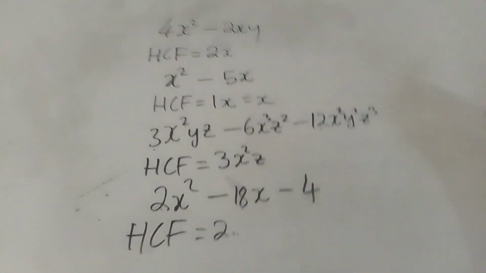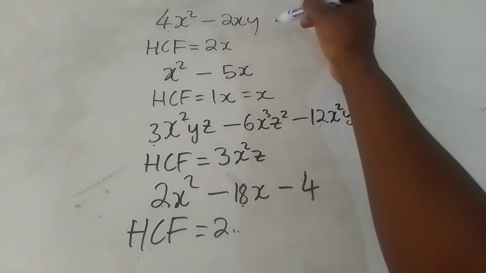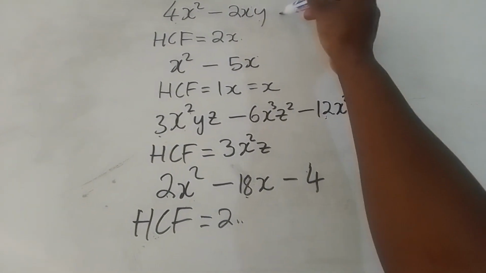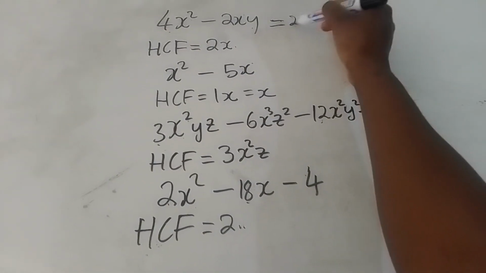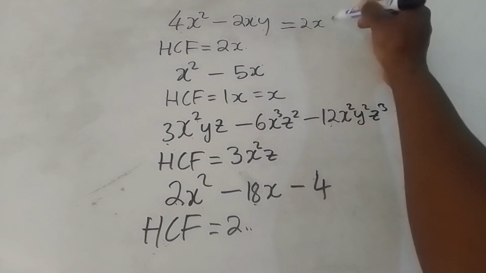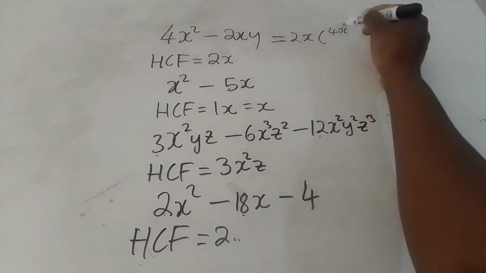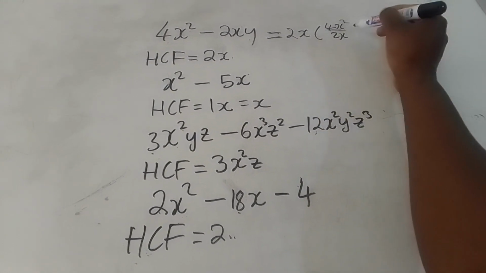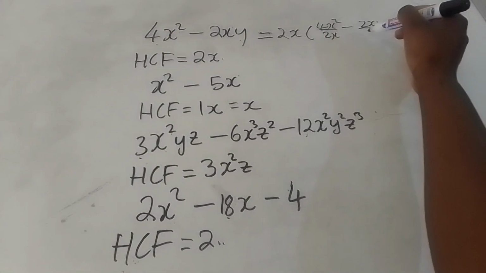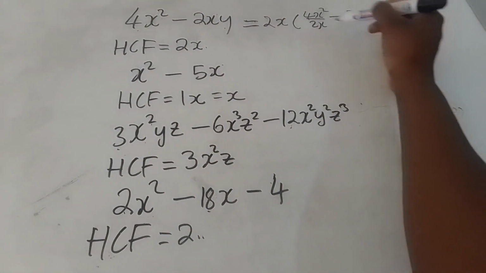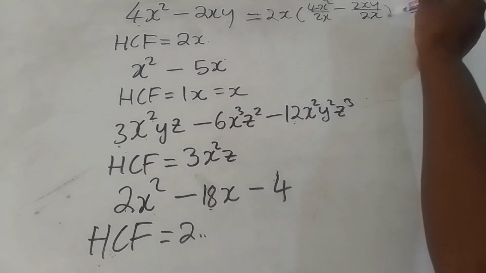Now once you have found the highest common factor, how do you factorize by taking out the highest common factor? The steps are simple. First, you write the highest common factor, then you open a bracket. And inside the bracket, you divide the original expression by the highest common factor, term by term. So we'll have 4x squared divided by 2x, minus 2xy divided by 2x.